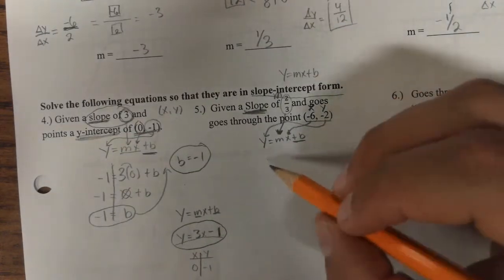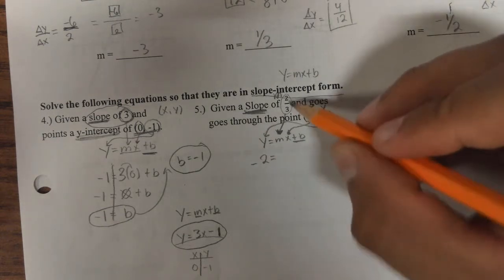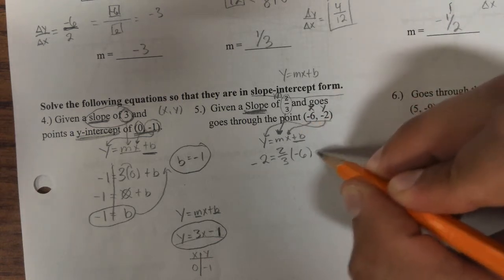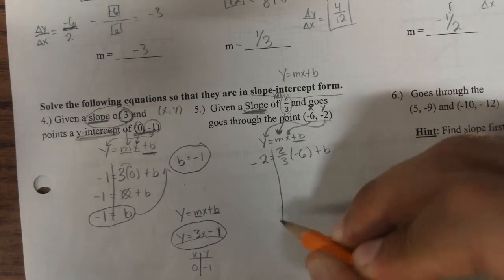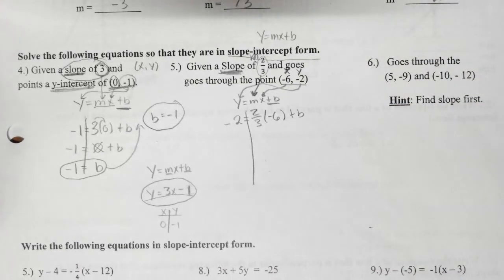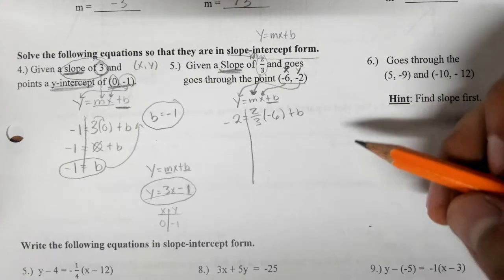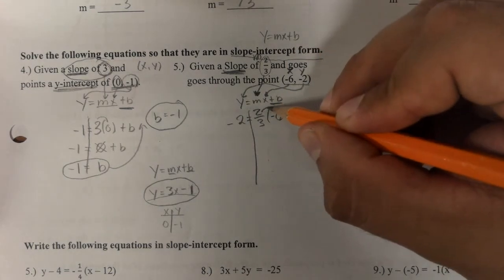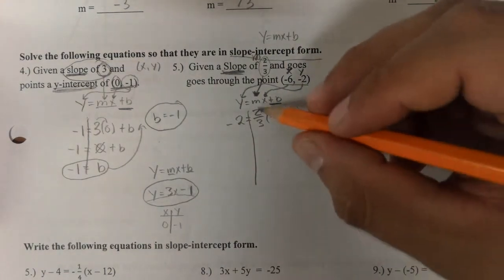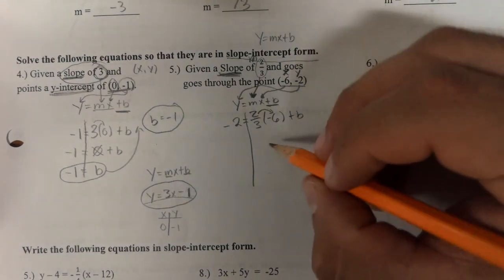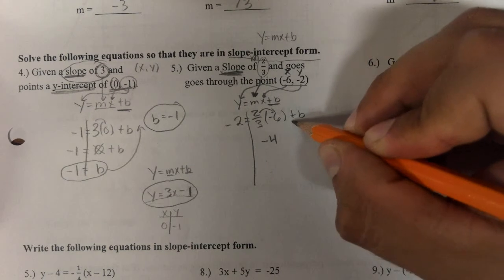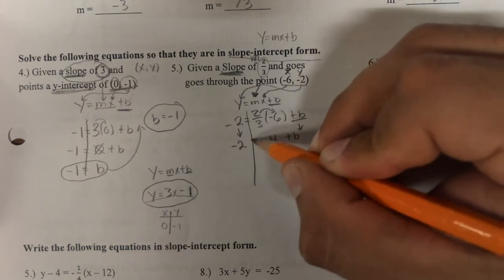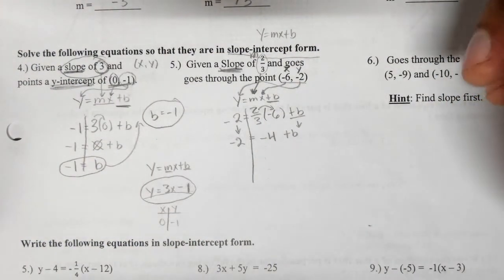My equation is then rewritten as negative 2 equal to 2/3. Instead of x, I have negative 6, so I put parentheses negative 6 plus b. Alright, so there's my equation, again after I plug everything where it needs to go. I can then from here solve. So to solve, it's 2 steps. You're going to multiply positive 2/3 times negative 6, which gives me negative 4. Everything else comes down, so the plus b that I never touched comes down. The negative 2 comes down, and we have that negative 2 equals negative 4 plus b.